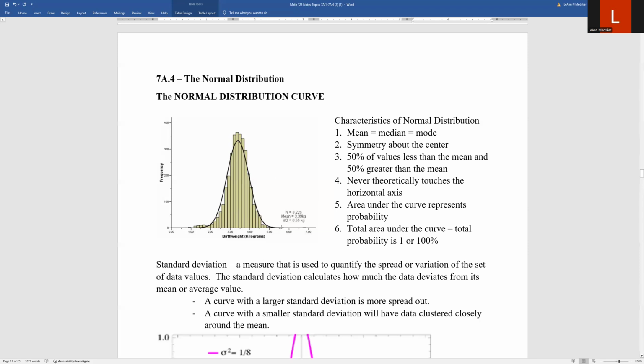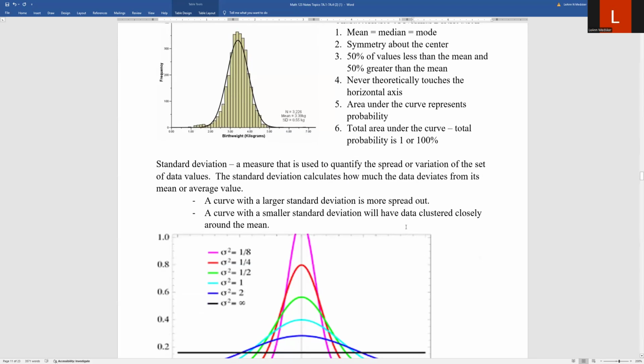You actually never touch the x-axis. Not that I'm going to test you on this, but this actually floats just right above the x-axis forever. But the area under the whole curve, and this would take calculus to prove, from the left all the way to the right adds up to probability, which is 100% or a 1. So the total area under the curve is 1. Okay, now we'll use that to our advantage when we do some simple tables. We're going to learn how to read a table, and that's going to be in part 2, the 7B1.